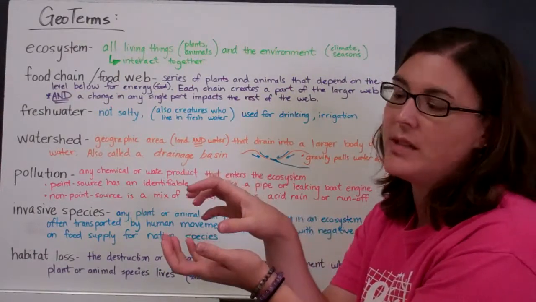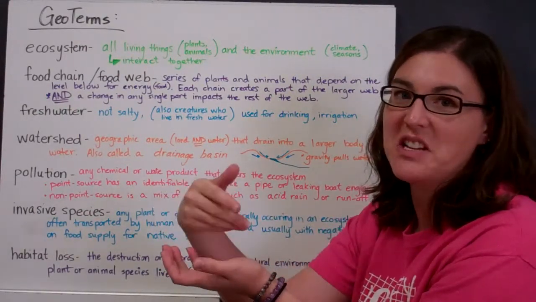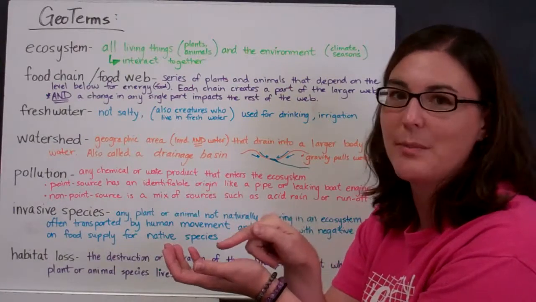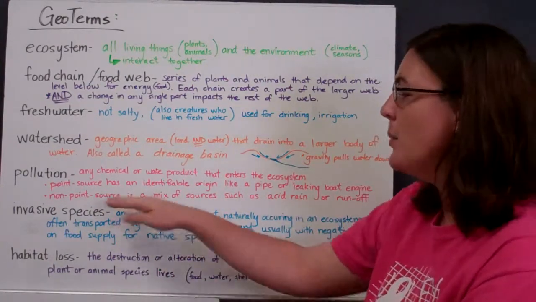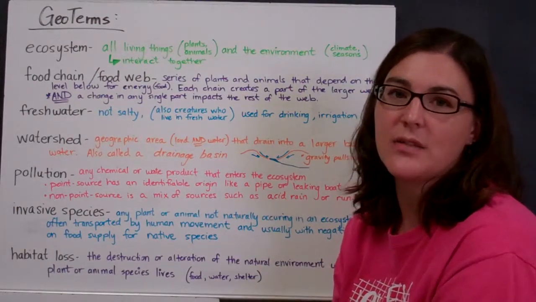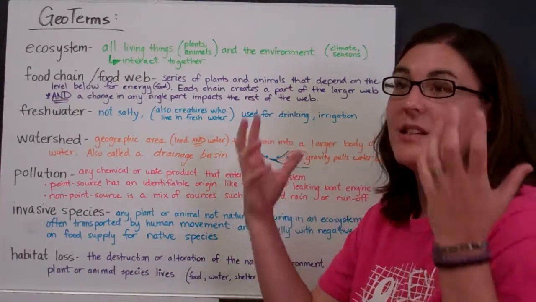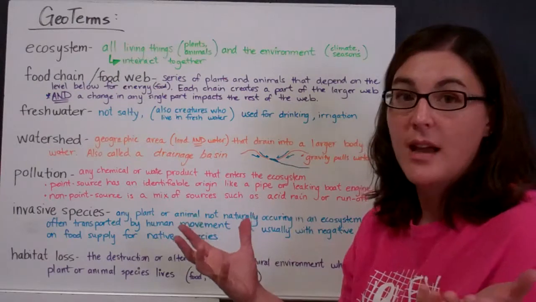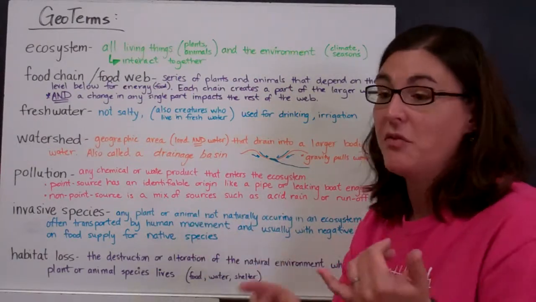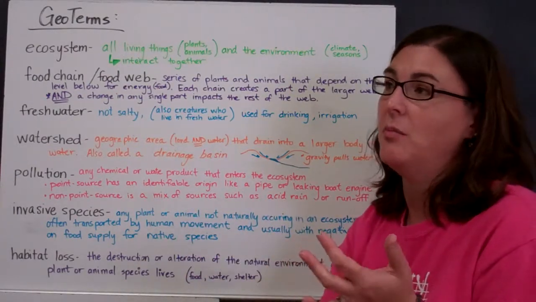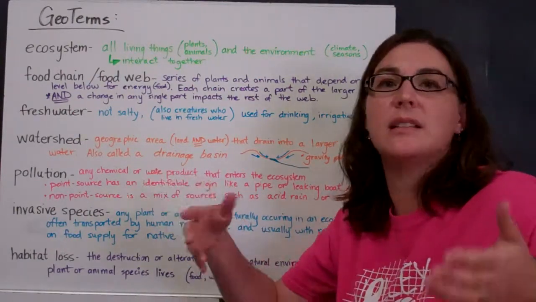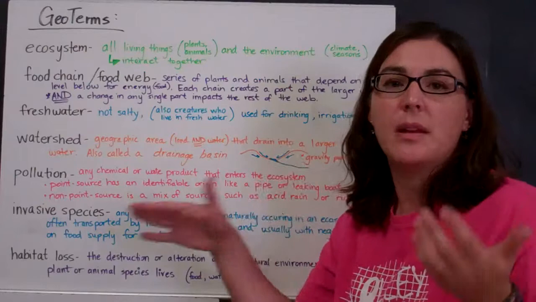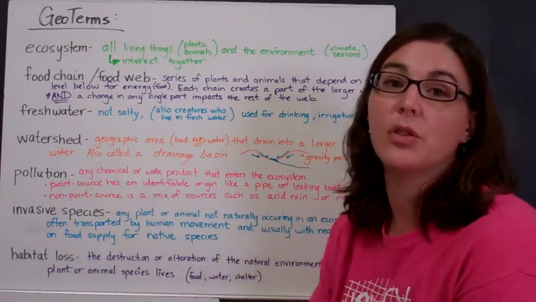Or a pipe that's going into the lake and leaking lots of green toxic sludge, I can point to that pipe and say, that's where the pollution is coming from. Non-point source pollution is a mix of sources. When acid rain comes down from the sky, it could be coming from your cars, it could be coming from a factory, and so we can't point to the rain and say, well, where did you come from? Because it's coming from multiple sources.